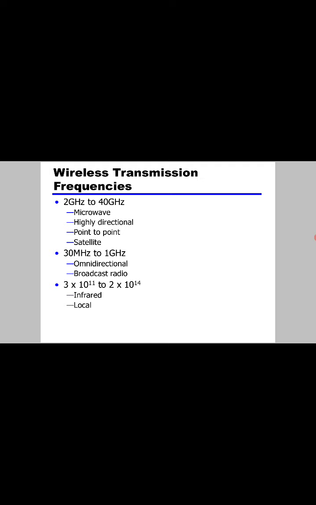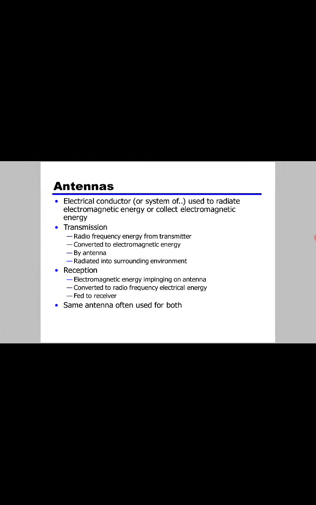Generally they are used in microwaves, highly directional point to point links, and satellites. In all these technologies we may use wireless transmission. It covers 2 gigahertz to 40 gigahertz bandwidths, and 30 megahertz to 1 gigahertz radios, and local infrared technologies are also used.